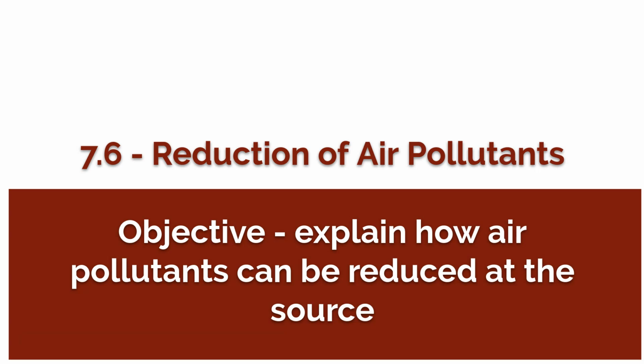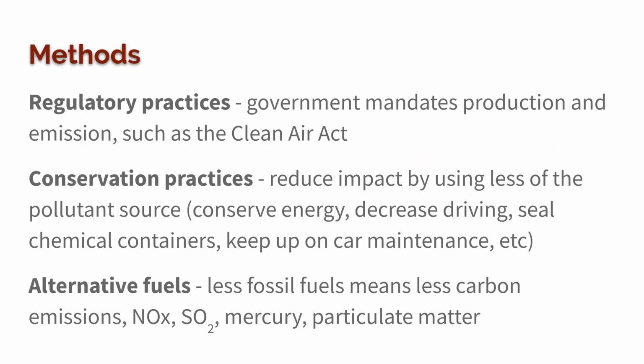7.6 is on the reduction of air pollutants. You want to be able to explain how air pollutants can be reduced at the source. Regulatory practices include those like the Clean Air Act, where there is a government institution that says how much of a certain thing can be produced, how many emissions are acceptable. So it regulates those practices so that we have less of those pollutants. For instance, with the criteria air pollutants.